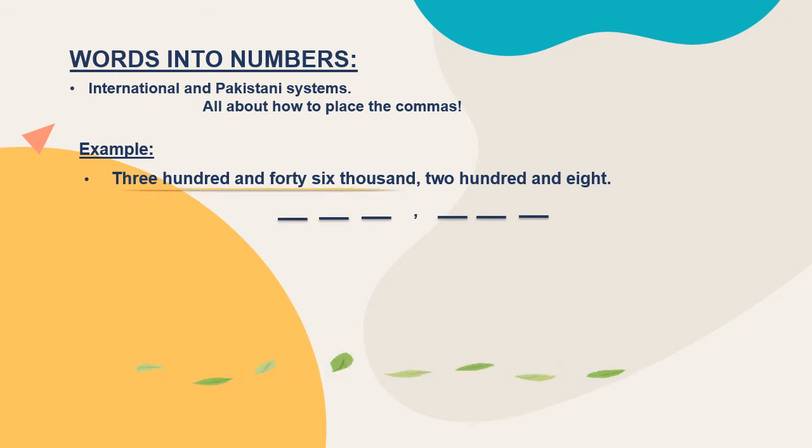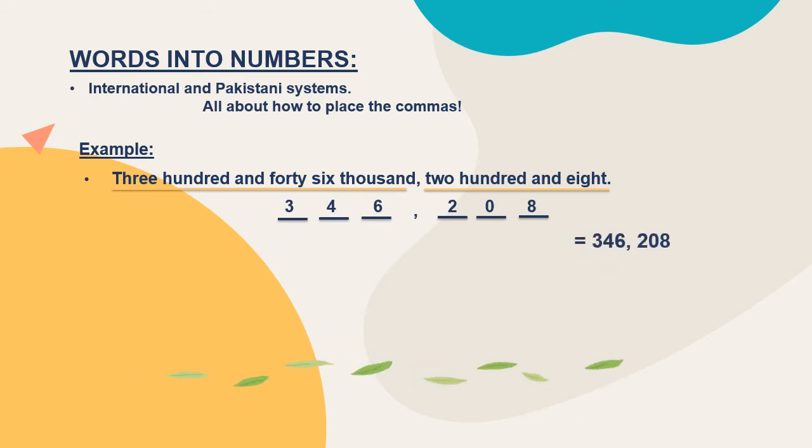Before the comma, your words are three hundred forty-six. So into numbers, when we convert it, it translates to 3, 4 and 6. And after the comma, it says two hundred eight. So we write 208. And our final answer is 346,208.